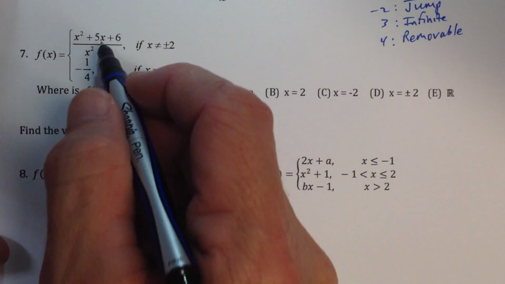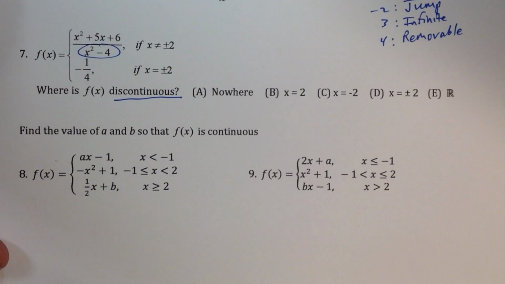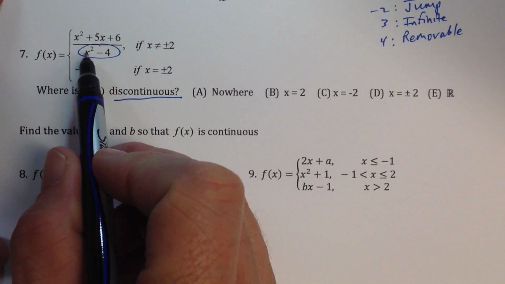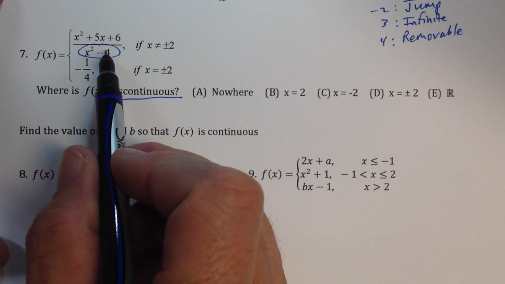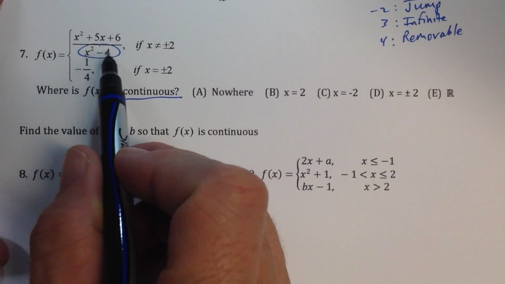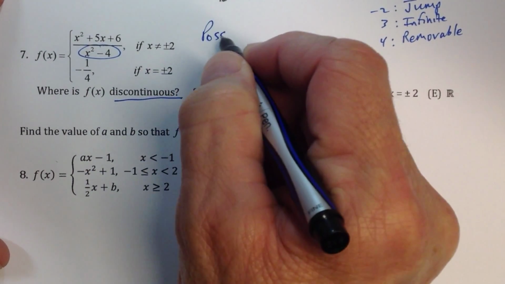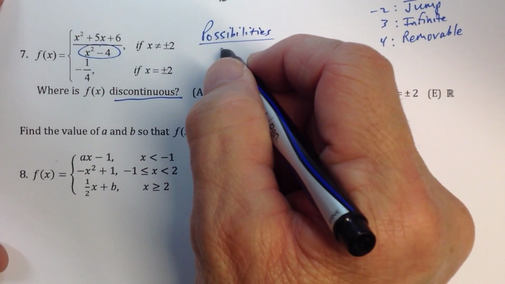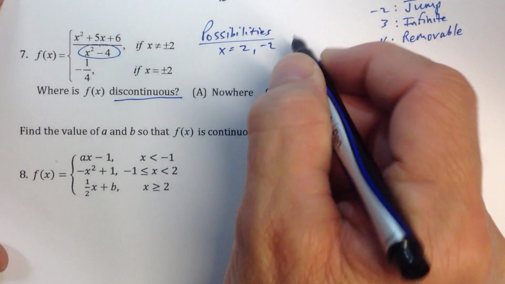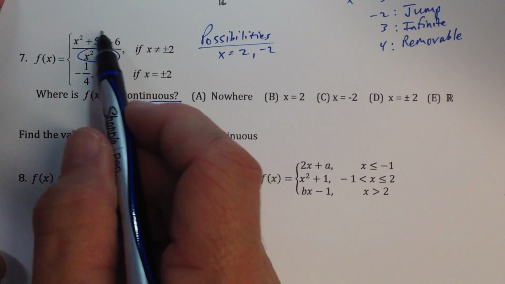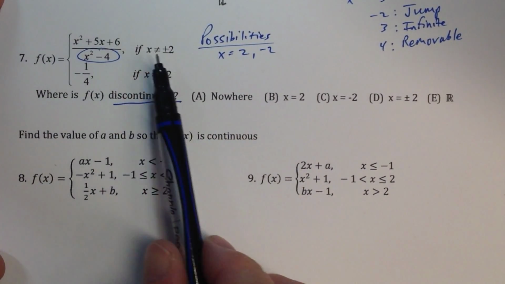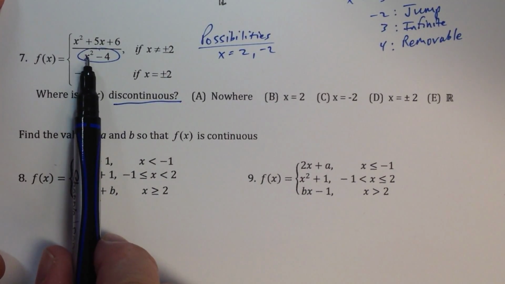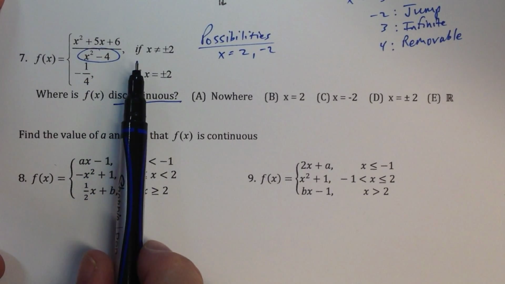See, this is rational, so the function is only going to be discontinuous possibly where we have an x value that makes the denominator equal to 0, which we have 2 and negative 2. So 2 and negative 2 would be the only possibilities in which this function f of x is discontinuous, because it's defined to be this top piece, which is a rational function, and this rational function is continuous everywhere except for whatever makes the denominator equal to 0.